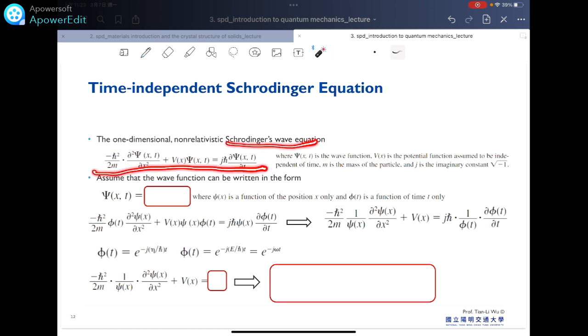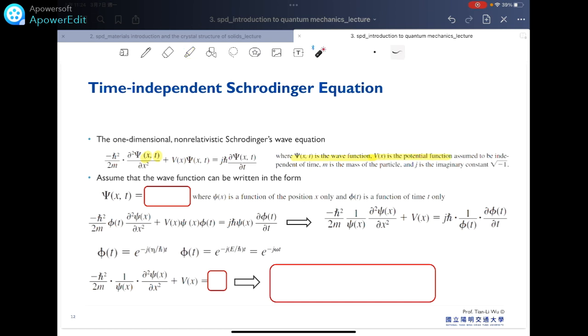The one-dimensional non-relativistic Schrödinger wave equation is shown here. This is the typical wave equation. The wave equation considers the wave function. This one is a wave function with the dependency of x and t. X is space, t is time. So the one-dimensional Schrödinger wave equation considers the dependency of x and t.